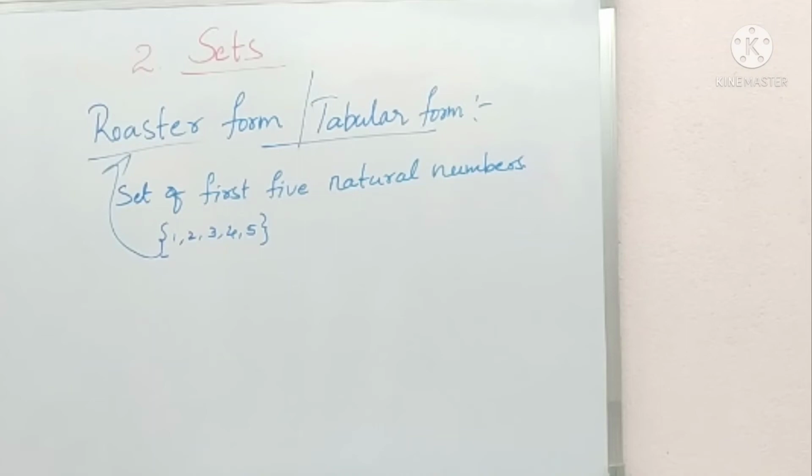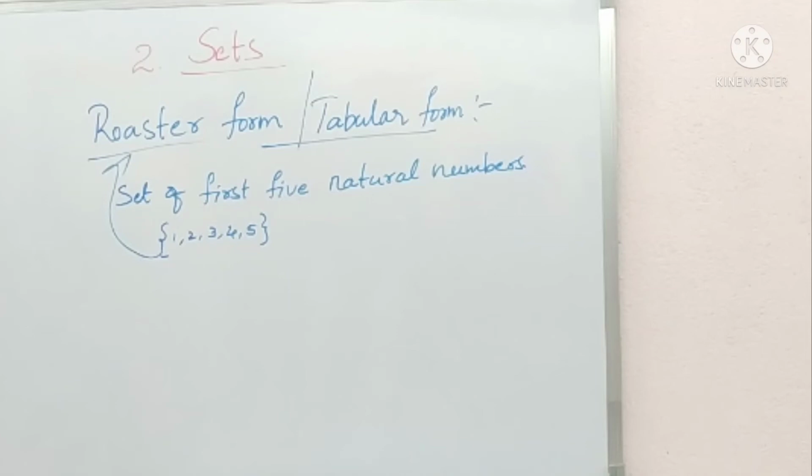What is roster form? Writing a set by listing the elements in it. Writing a set by listing the elements in it is called roster form, or simply tabular form. Roster form is also known as tabular form.